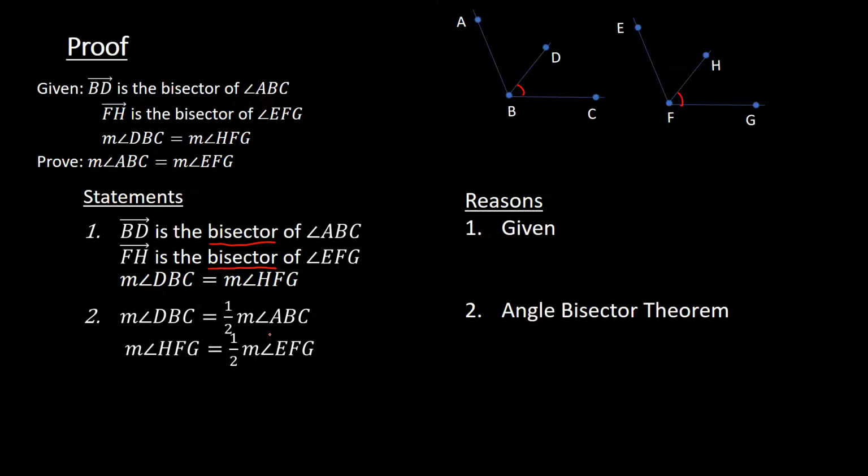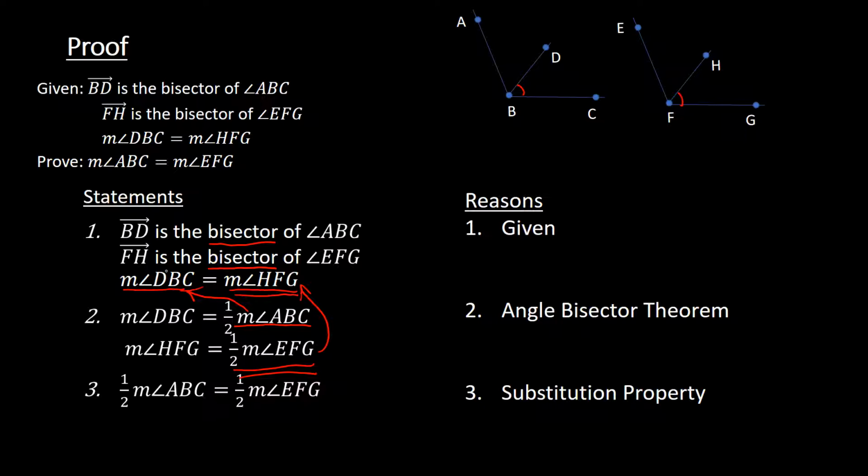Now the question is, where do I go from here? Well, what I can do is, in place of measure of angle DBC, I can replace that with 1/2 measure of angle ABC. I can substitute that in. And in place of HFG, I can now put in 1/2 measure of angle EFG. Those are the same thing. So I'm substituting those in to get this next step. And the reason would be substitution.